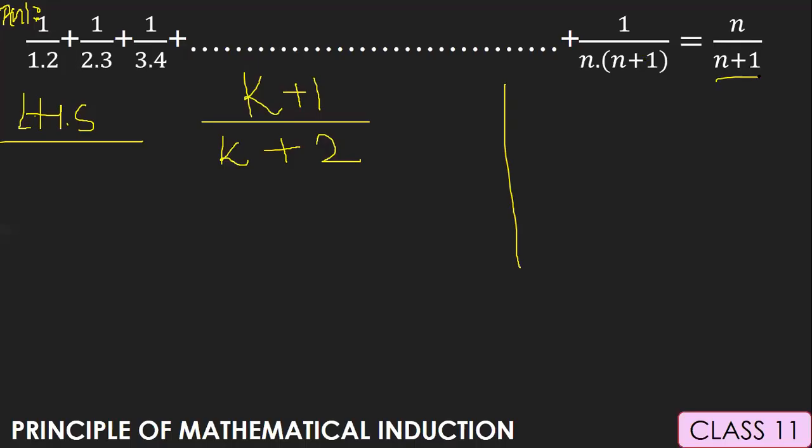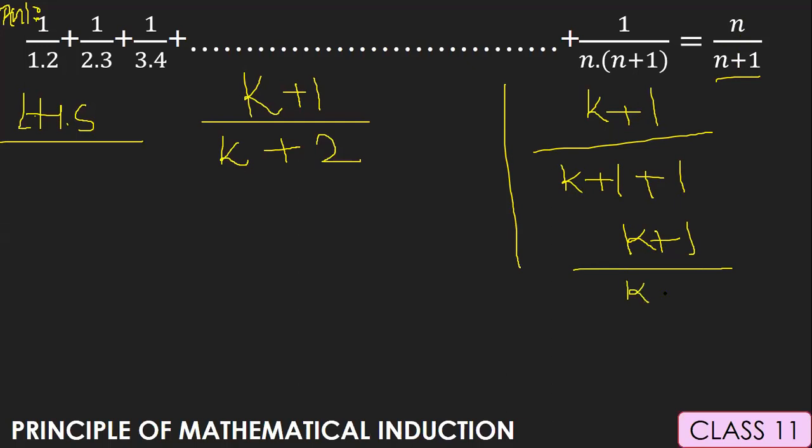So here in the RHS, you need to replace n with k plus 1. So n is equal to k plus 1. In the numerator, you would get k plus 1, divided by k plus 1 plus 1. So that would be k plus 1 divided by k plus 2, right? So LHS is equal to RHS. That means it satisfies for n is equal to k plus 1. Hence, it is true for all values of n, right?